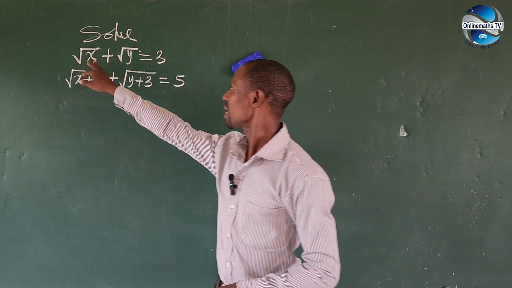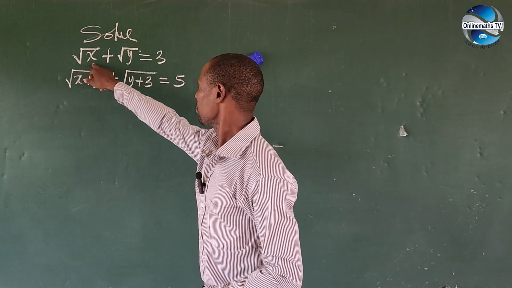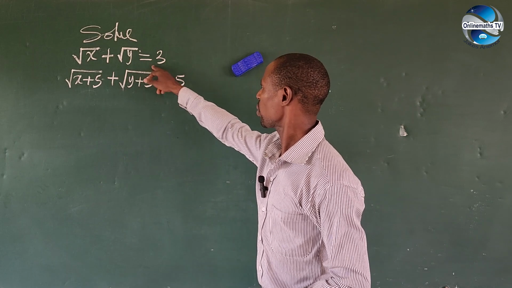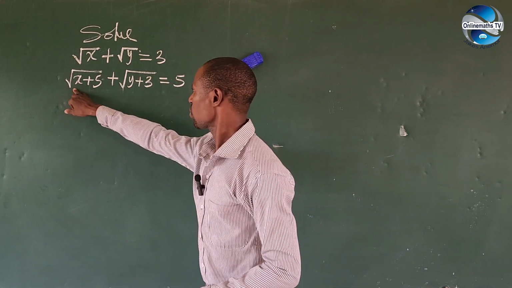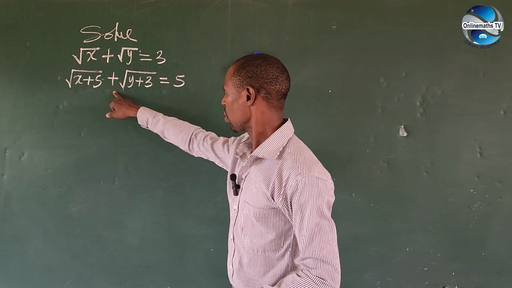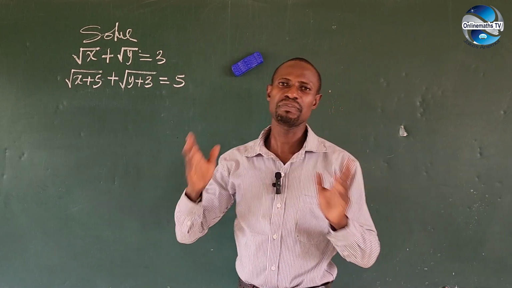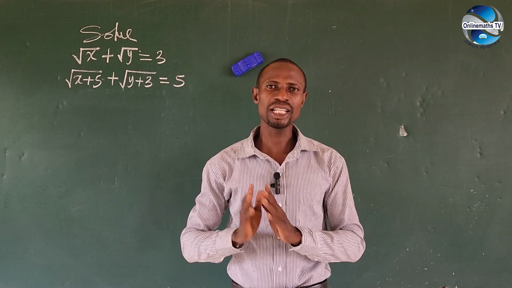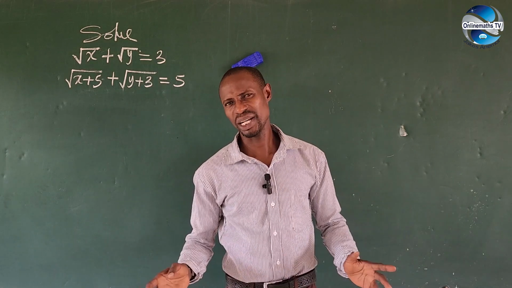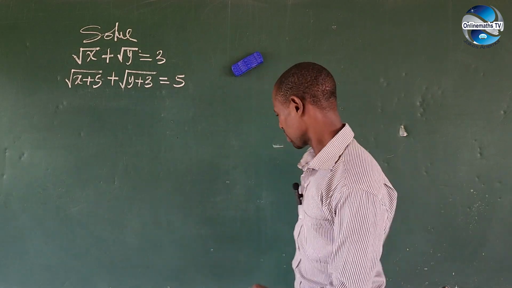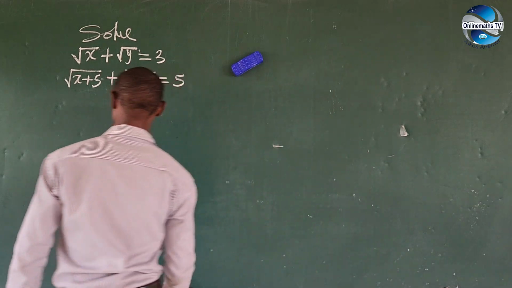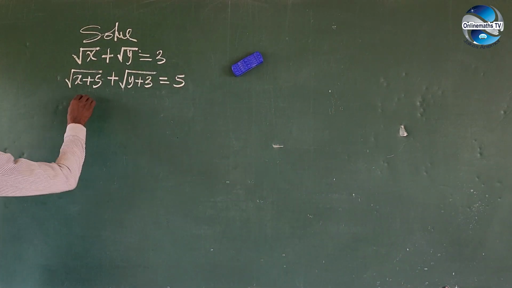Now, the question is, solve the square root of x plus the square root of y equals 3, and the square root of x plus 5 plus the square root of y plus 3 equals 5. So what are the possible pairs of x, y that will satisfy these equations? All right, without much waste of time, let's go into today's challenge. So from here, we take our solution.